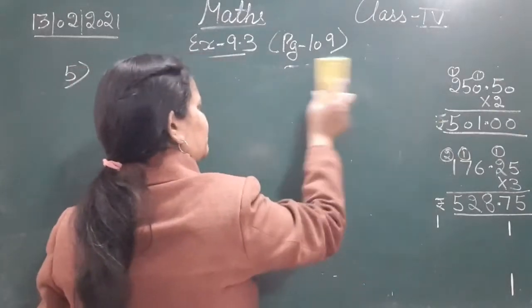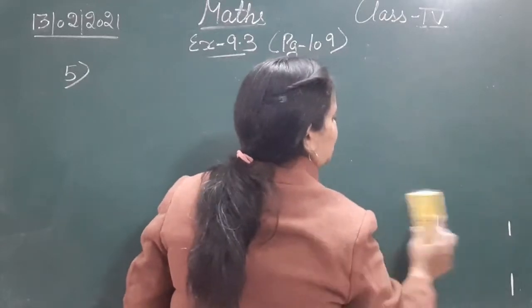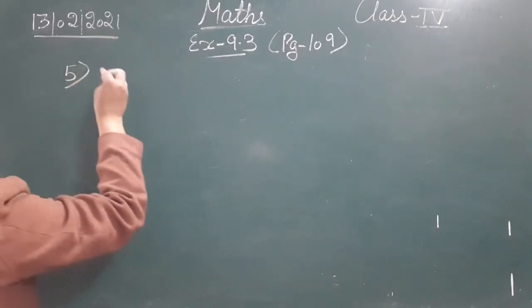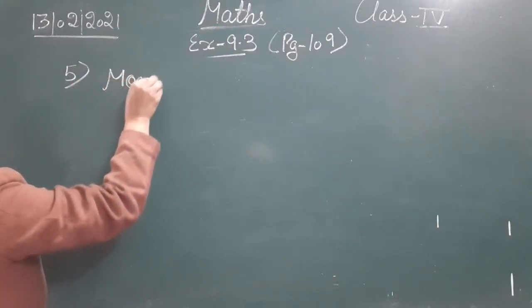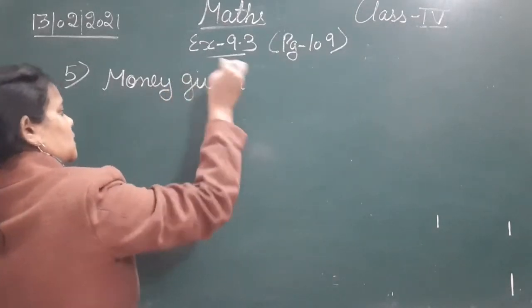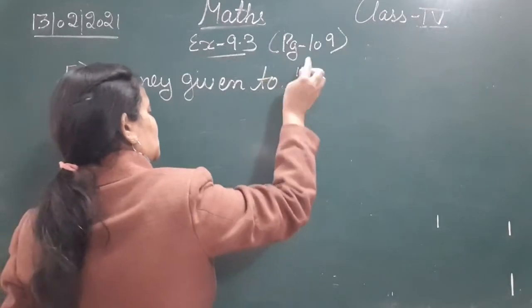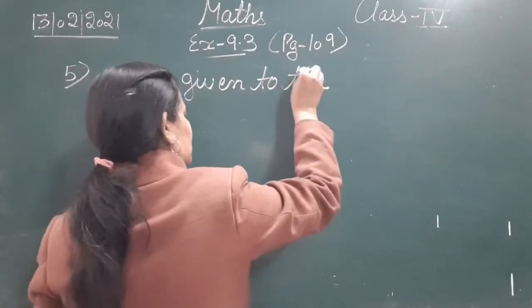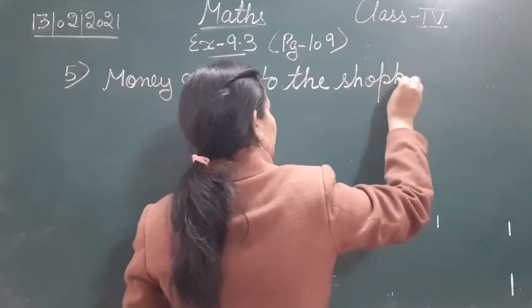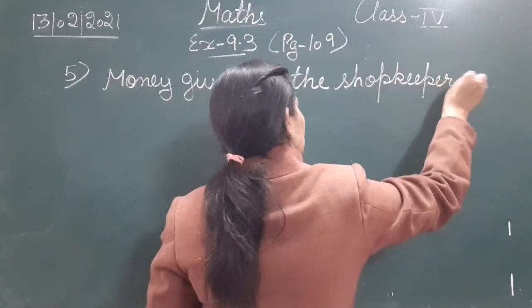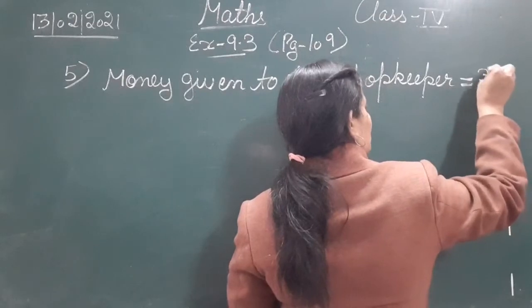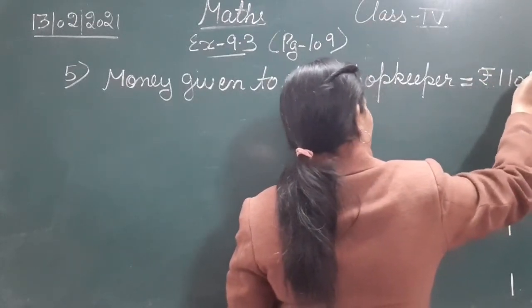In the B part we have to calculate the balance amount. The first thing that is given is money given to the shopkeeper. Money given to the shopkeeper is equal to rupees 1100.